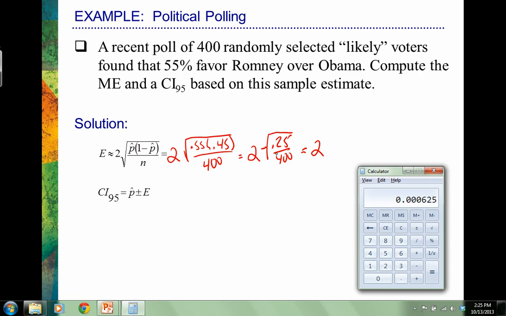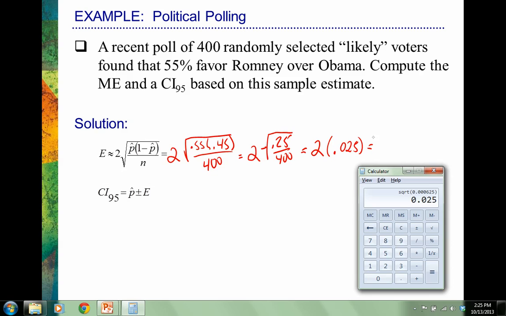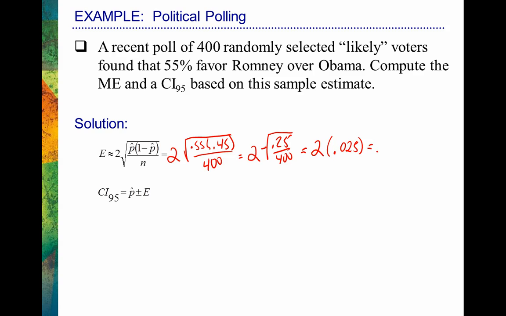Knock this whole thing out. Square root of that equals 0.025. All right, so we have 2 times 0.025. Let's work on that real quickly. 2 times 0.025 equals 0.05. All right, so that's going to be our margin of error.